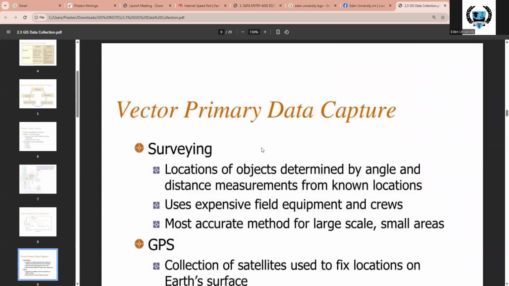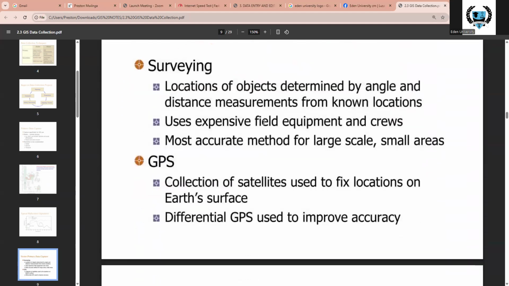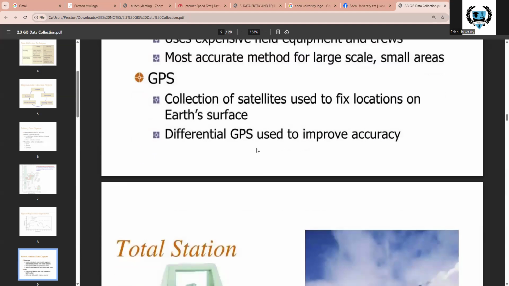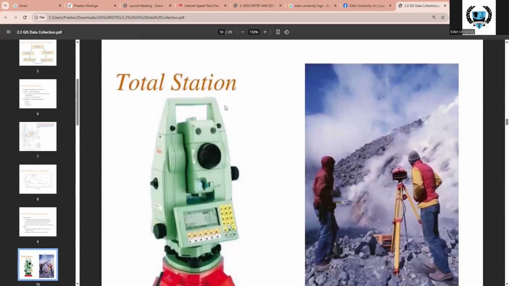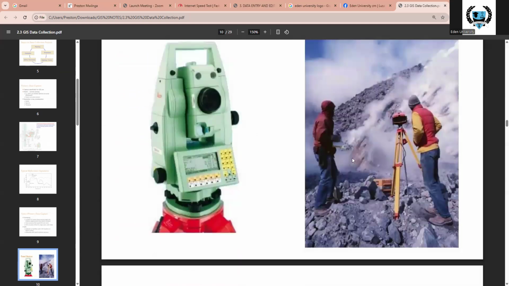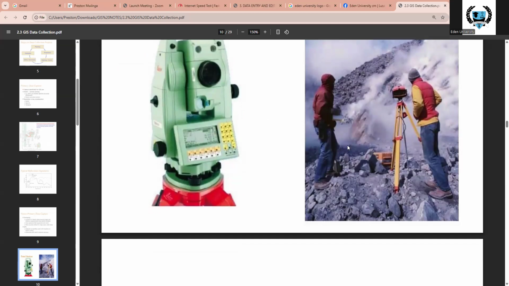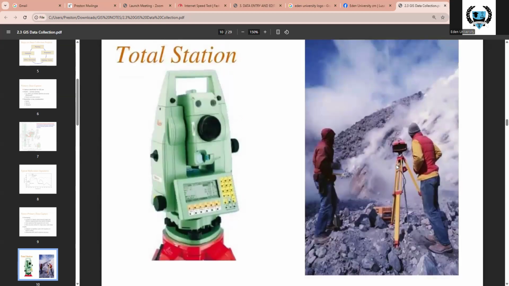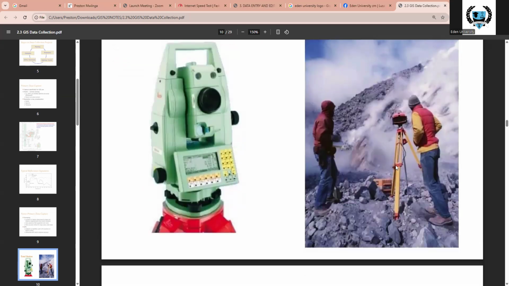Vector primary data capture, surveying. Locations of objects determined by angle and distance measurement from known locations. Uses expensive field equipment and crews. So most accurate method for large scale and small scale. GPS, a collection of satellites used to fix locations on Earth's surface. Different GPS used to improve accuracy. Total station. Okay, so there we have a picture of people using their tools.